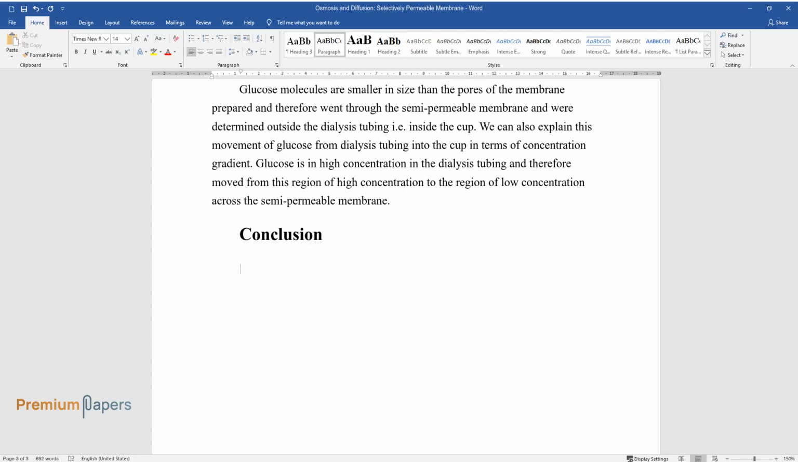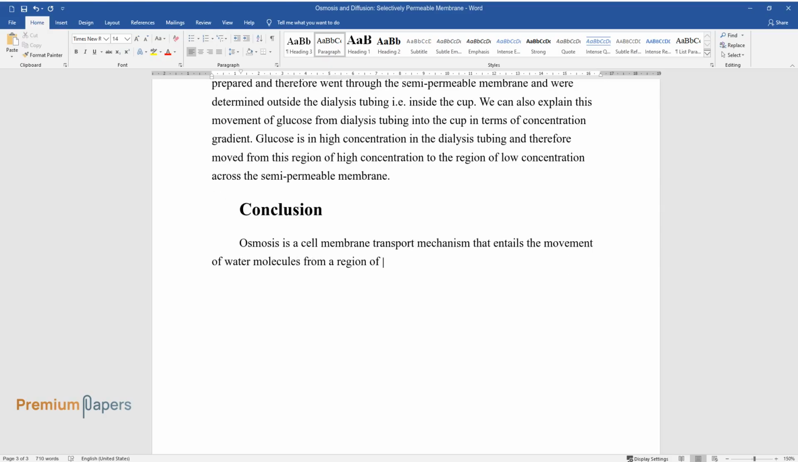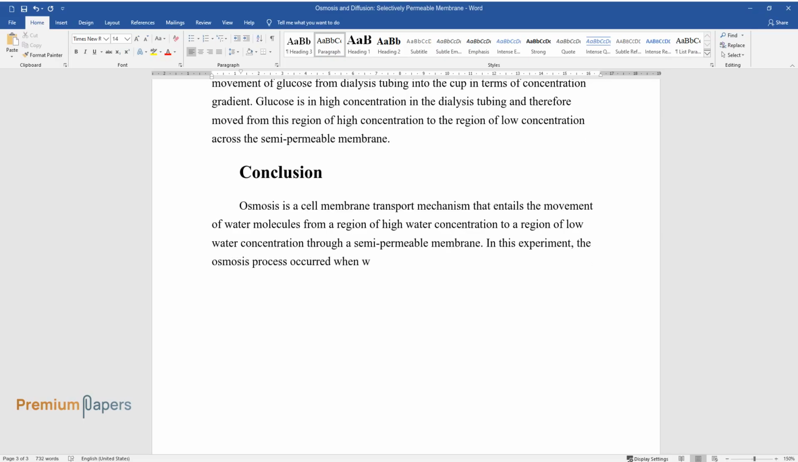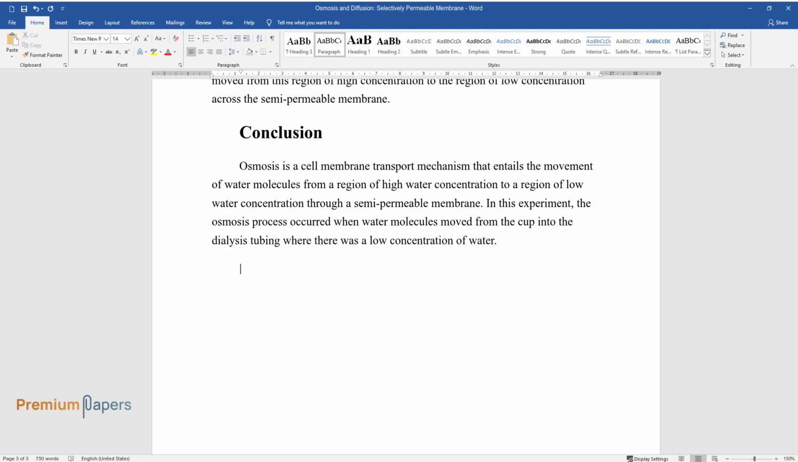Conclusion. Osmosis is a cell membrane transport mechanism that entails the movement of water molecules from a region of high water concentration to a region of low water concentration through a semi-permeable membrane. In this experiment, the osmosis process occurred when water molecules moved from the cup into the dialysis tubing where there was a low concentration of water.